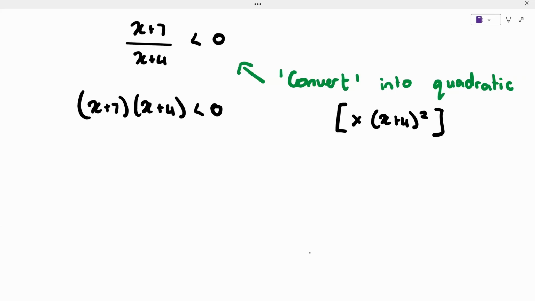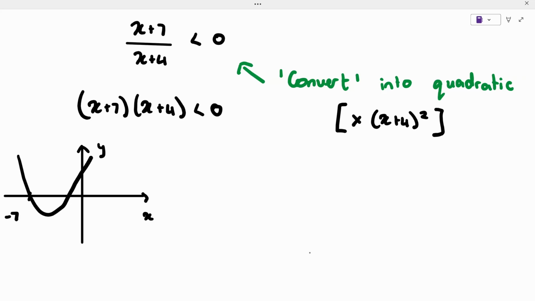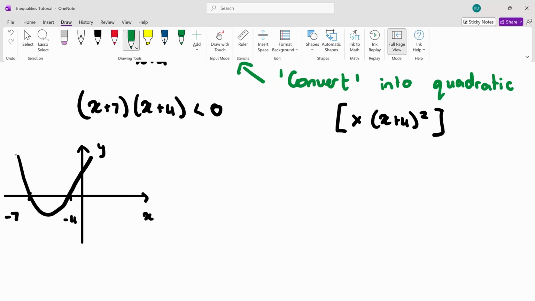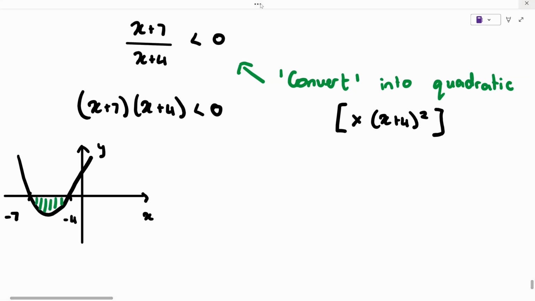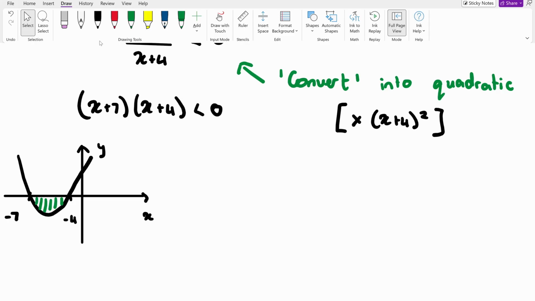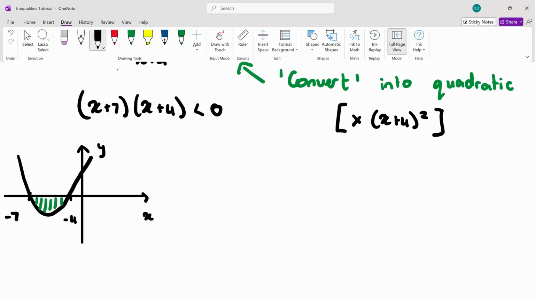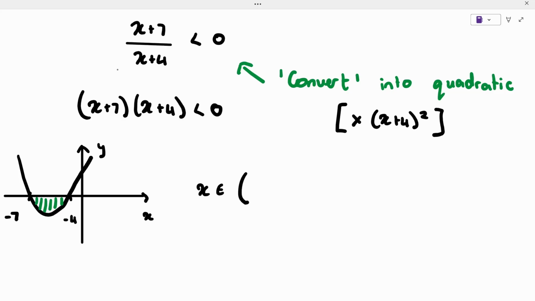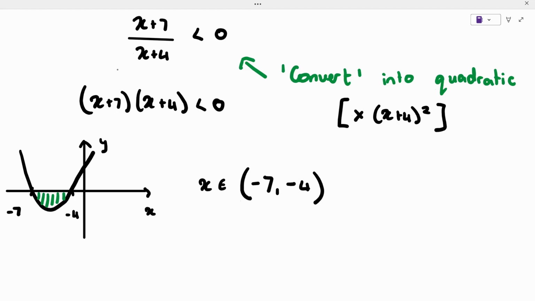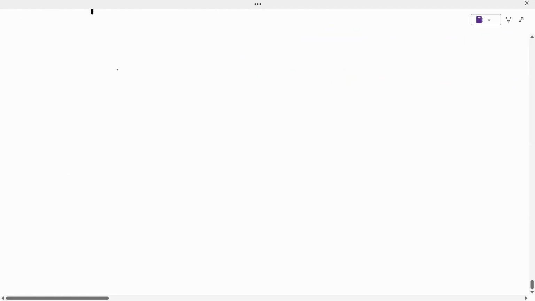So of course, we know how to solve quadratic inequalities. So let's give a quick sketch. It's going to cut at minus 7 and minus 4, right? So it will look something like that. Just a sketch. It is less than 0. We want this region here. So the contribution for this part, or this case, is x is going to belong to the open interval minus 7, minus 4. Nice. So let's move on to case 2 now.